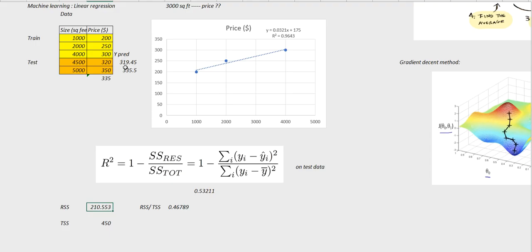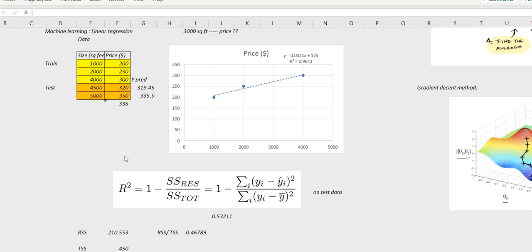Y prediction is nothing but 319.45 and 335.5, that I calculated with the help of this formula. In this equation I pass the size, then I can calculate the price, right? So I am passing x is equal to 4500. If I pass x is equal to 5000, then that is the prediction that I calculated. The next point, on this test data you will calculate the R square.